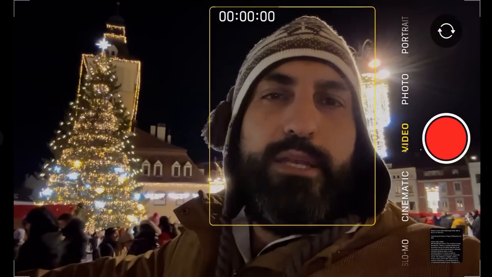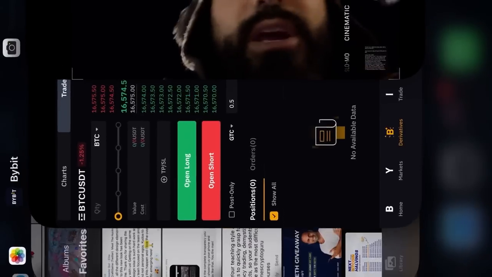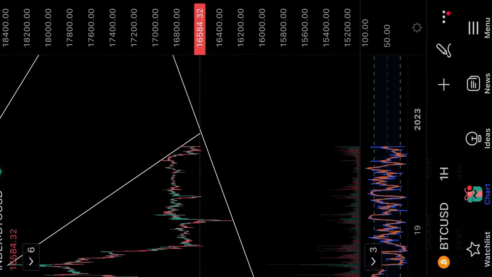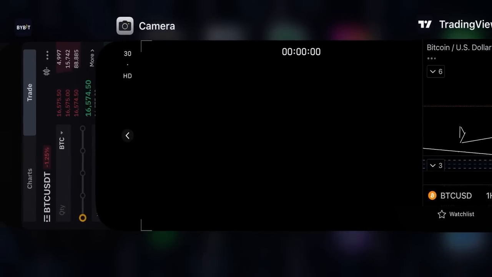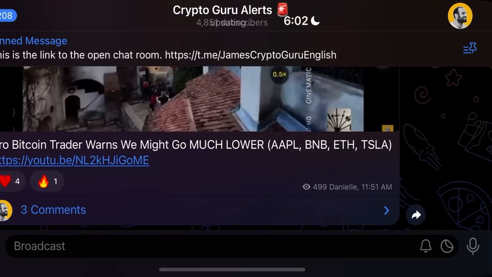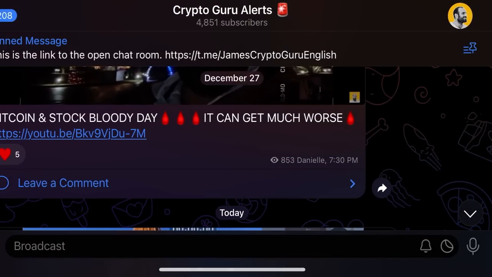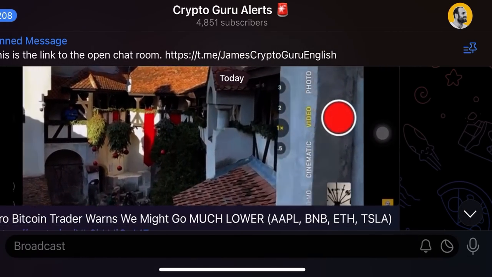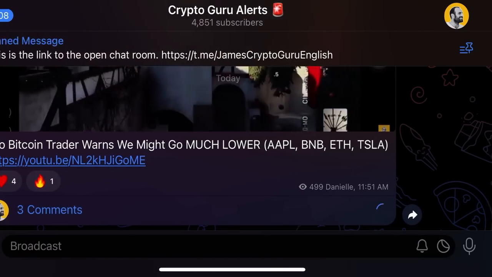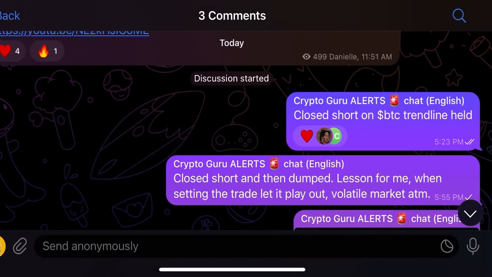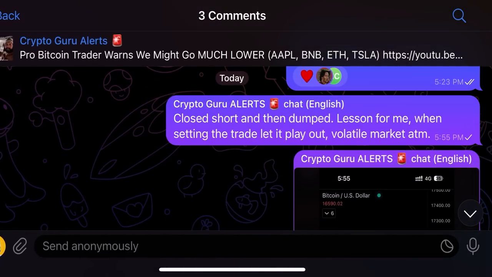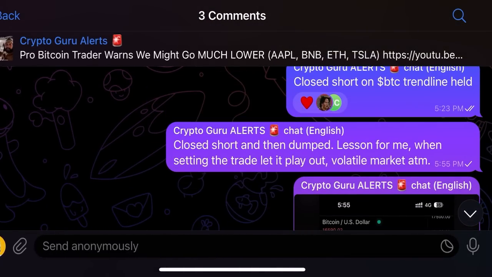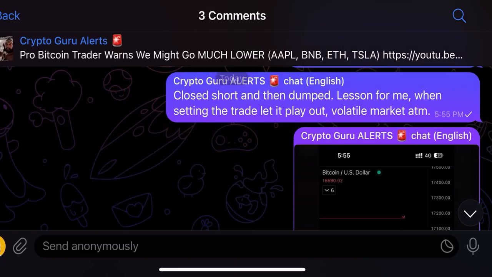Let's jump into the technicals for Bitcoin now. I'll show you actually. So this is the trade that I had on Telegram. You can join it, Crypto Guru Alerts, 4,851 people in here. This was the trade that I recorded earlier today when I was in Dracula's castle, and you can see here, close short on Bitcoin trendline. And then 30 minutes later, close short and then dump. Lesson for me, when setting the trade, let it play out.